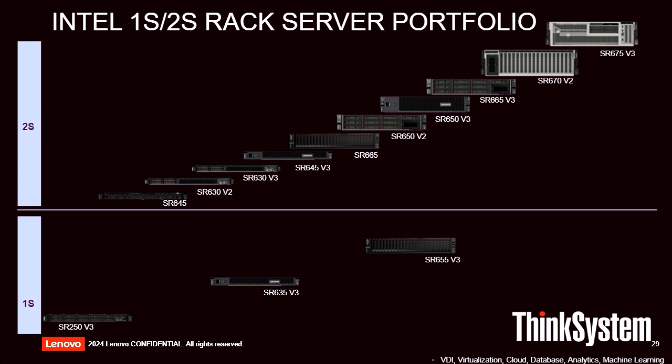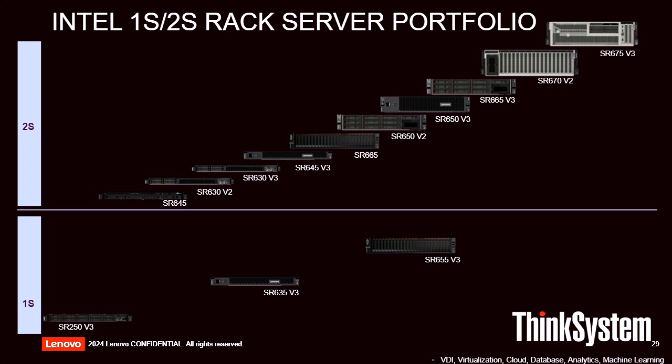So for some of those customers that have more of a dense workload that they would rather just work with a single CPU, maybe for licensing purposes or anything along those lines, we can go ahead and do that with the 35 and the 55. But rounding it up into 2 sockets, as you can see, our traditional rack servers up there, starting with that 645, a 1U, 2-socket AMD, going all the way up with our 2 sockets.